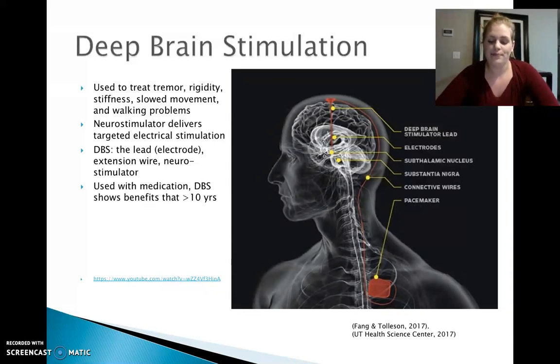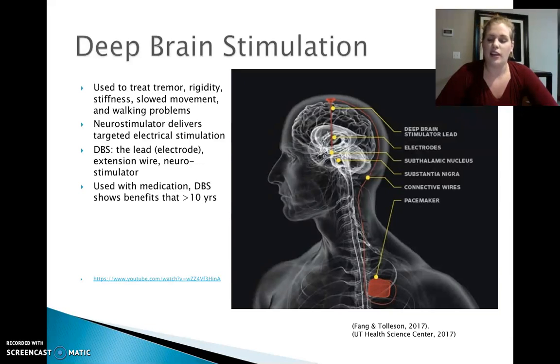They use MRIs and CT scans to pinpoint the exact point of the brain in which to put the electrode. And there are 3 main parts of the DBS system. The lead, or the electrode, is a small wire that's actually inserted directly through the skull into the targeted area of the brain. And then the extension wire, which connects the lead to the neurostimulator, is taken down through the head, the neck, and the shoulders under the skin, where it's attached to the neurostimulator.